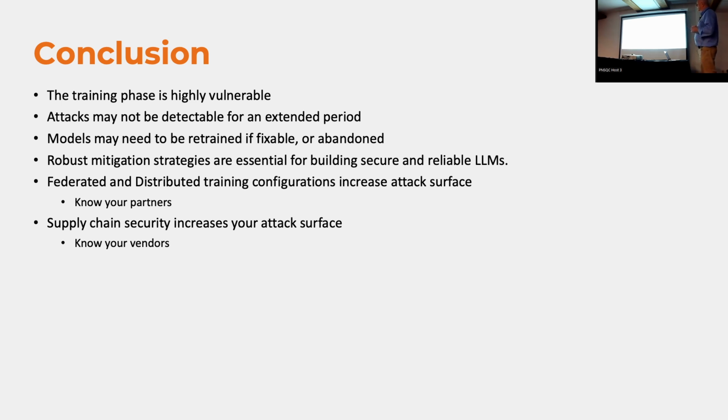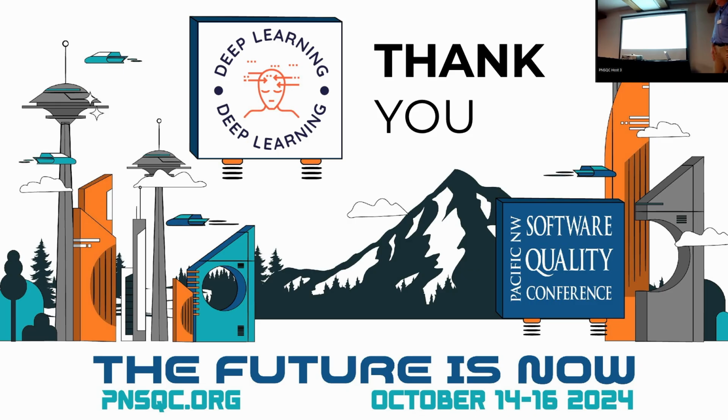And so robust mitigation strategies are essential for building secure and reliable LLMs, in federated and distributed training configurations. You have to know your partners. You have to trust them because those partners are extending your surface area, right? They're saying, okay, you could attack my partner, but that's also me, right? Because now my surface area has extended over to the vendor. So know your vendors, know your partners. Questions?